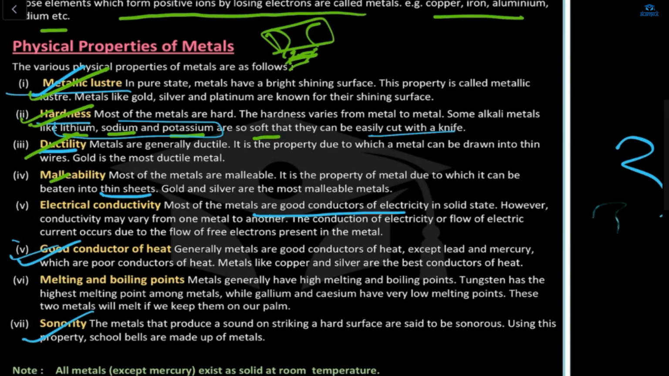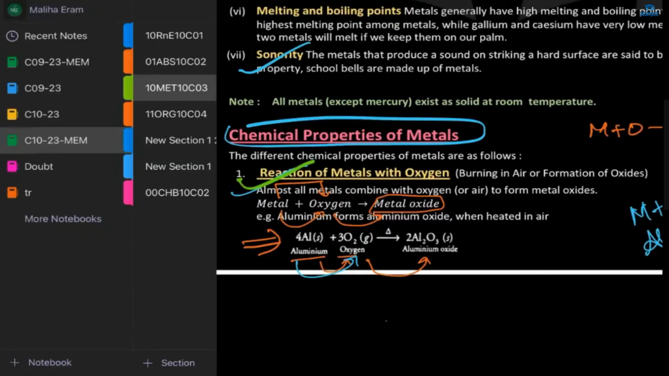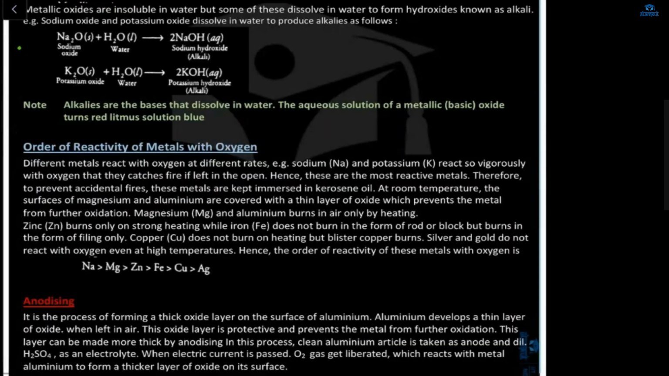Sonority means there will be a sound on striking a very hard surface. So that's sonorous, for example, your school bells. Second, we discussed the chemical property: reaction of metal with oxygen. If metal and oxygen combine, they form metal oxide. For example, zinc and oxygen give zinc oxide, copper and oxygen give copper oxide. Okay. So this is your order of the reactivity series, because Na is more reactive, then your copper, then your silver, then your iron.